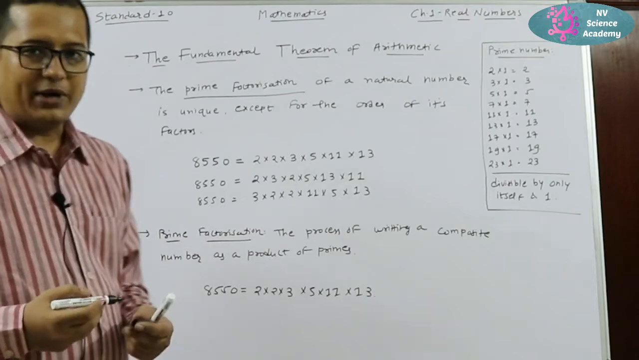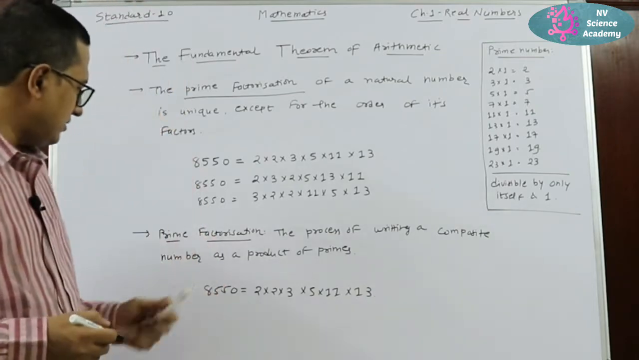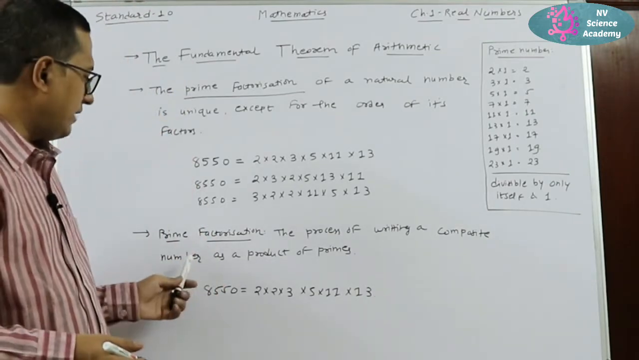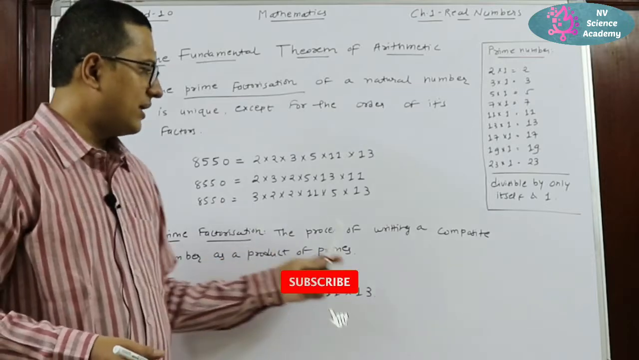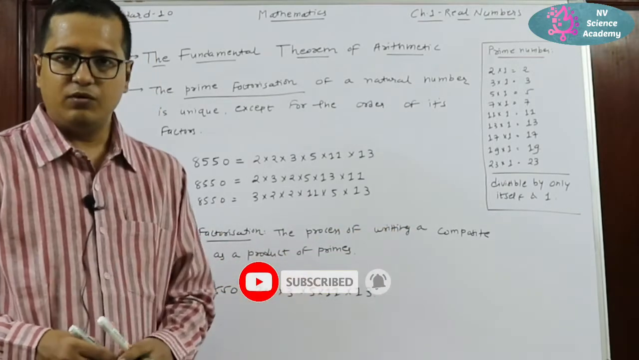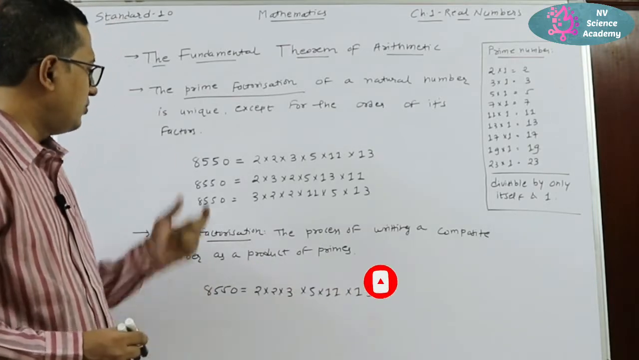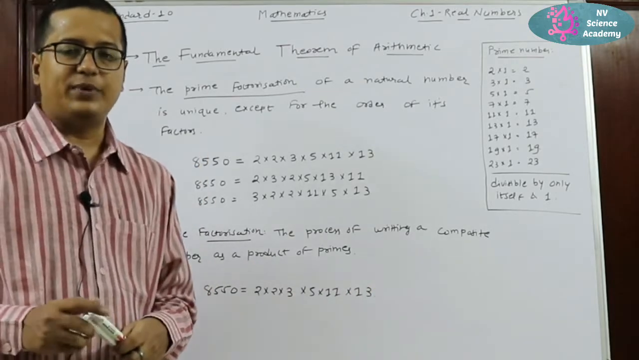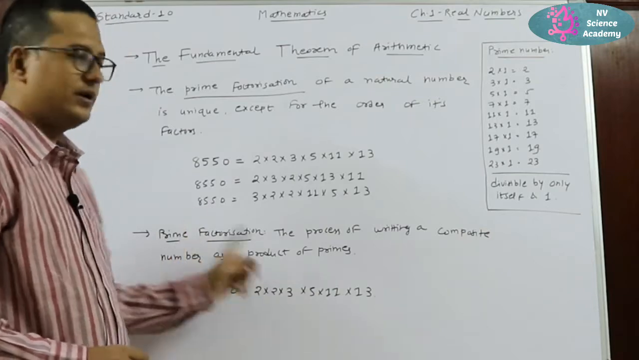Here you have to keep the word in mind that it is prime factorization. So now what is prime factorization? I have mentioned that here. Prime factorization is the process of writing a composite number as a product of primes. So when we write a composite number as a product of primes, that is known as prime factorization.